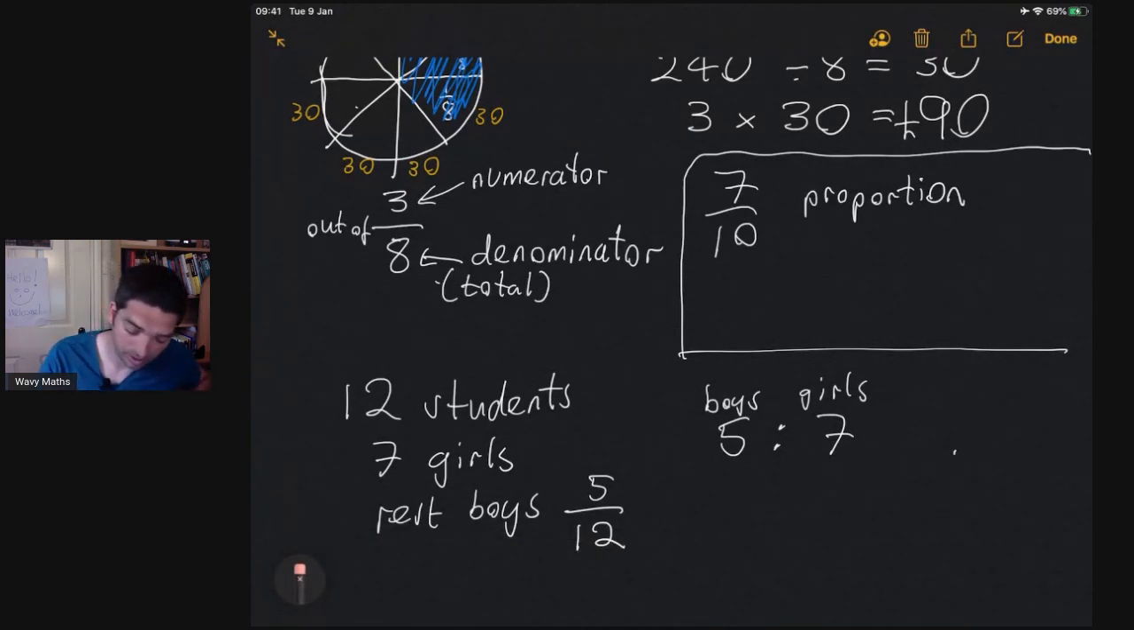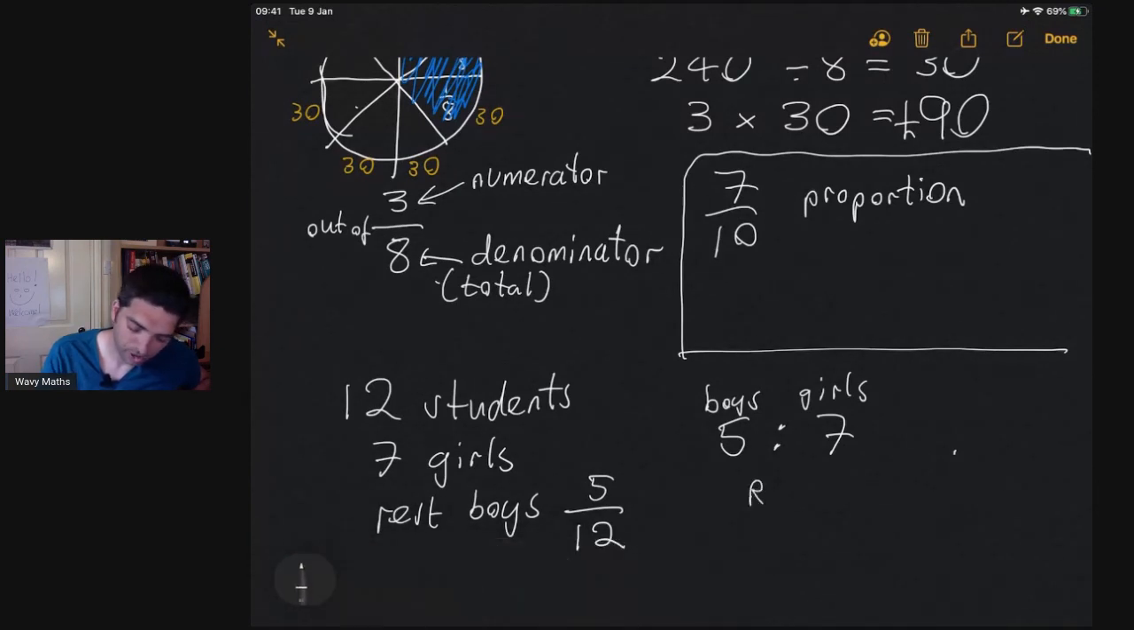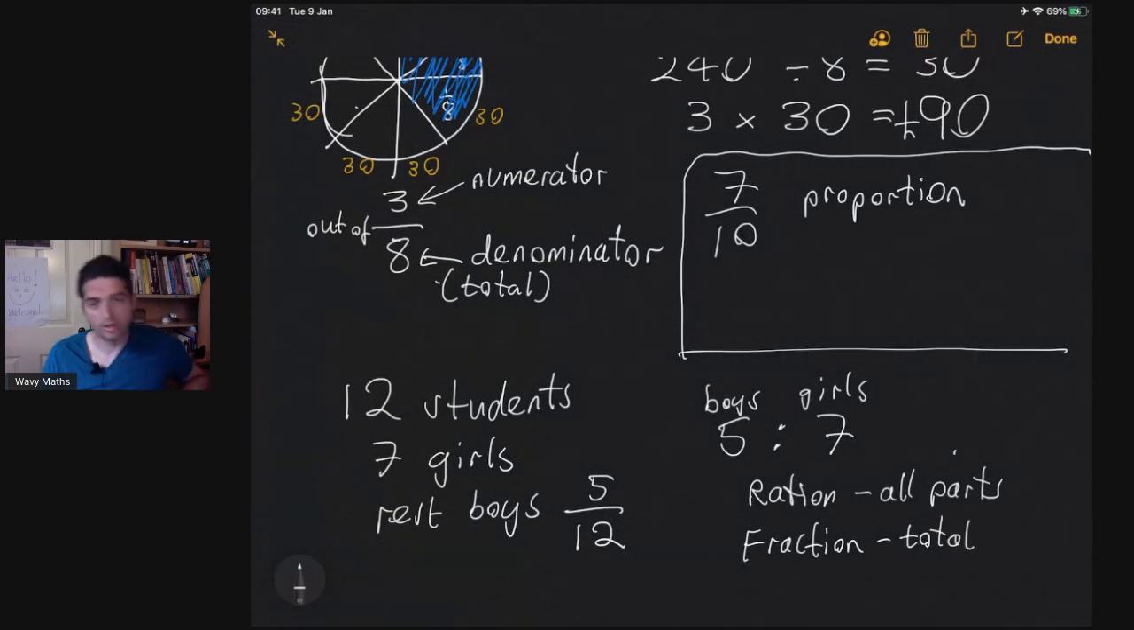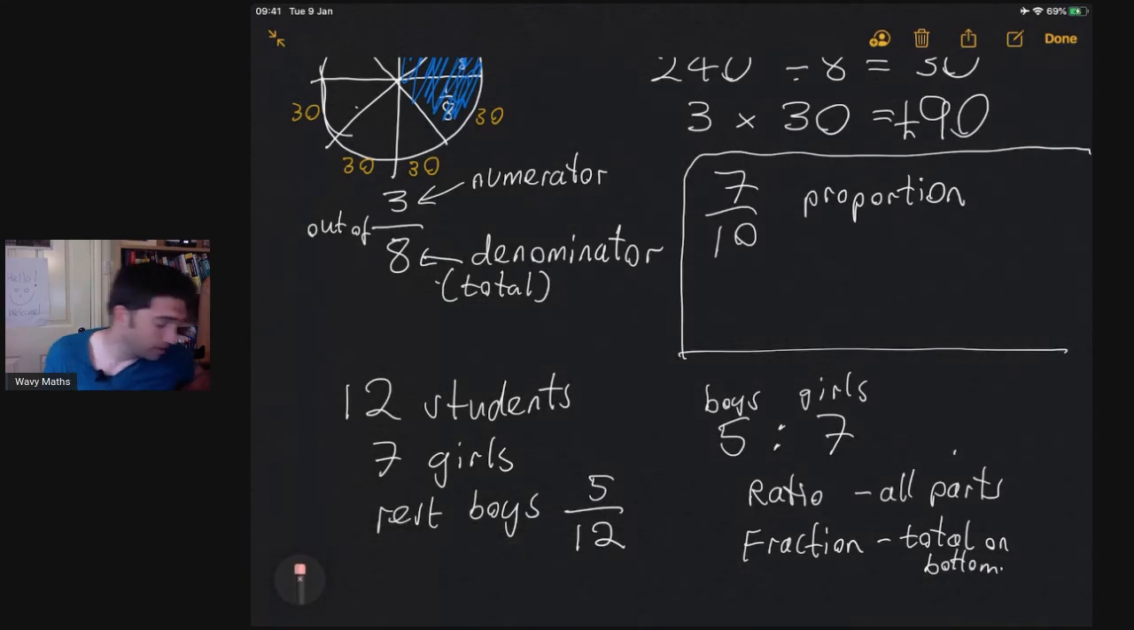So just to be clear, a ratio has all the parts, whereas a fraction, I've just written ration instead of ratio. I'll change that in a minute. A fraction has the total on the bottom. Okay. So that's the difference between the two. So apart from that, I think that's a bit of an introduction to fractions.